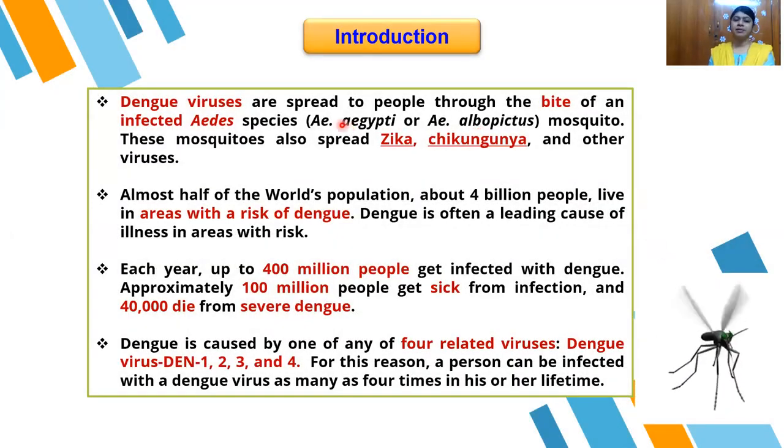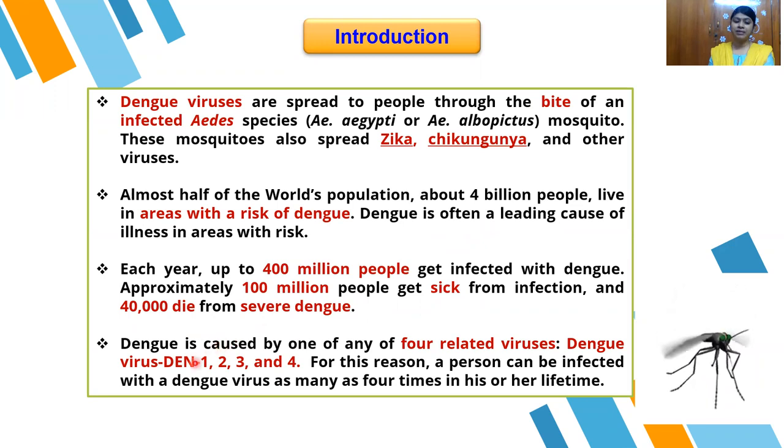Dengue viruses are transmitted to people through the bite of mosquitoes, Aedes species like Aedes aegypti or Aedes albopictus. These mosquitoes not only transmit the dengue virus, but they also transmit Zika as well as chikungunya virus. About 4 billion people are actually living in areas with a risk of acquiring dengue. Every year, 400 million people get infected with dengue, or approximately 100 million people get sick from this infection, and 40,000 people die from severe dengue infections.